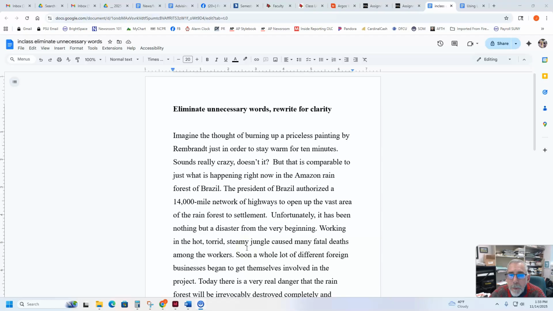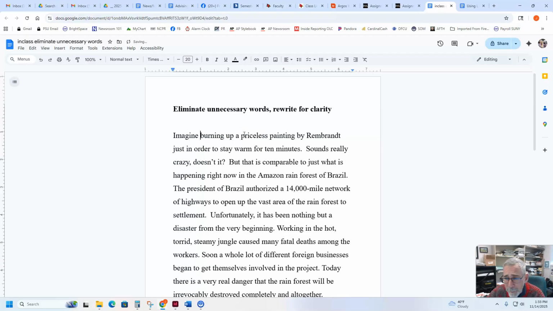Imagine the thought of burning up a priceless painting by Rembrandt just in order to stay warm for 10 minutes. That is a bloated sentence. Imagine the thought. In other words, imagine burning. We don't imagine thoughts. We just imagine the thing. Imagine burning up. How about just burning a priceless painting by Rembrandt? How about a priceless Rembrandt?